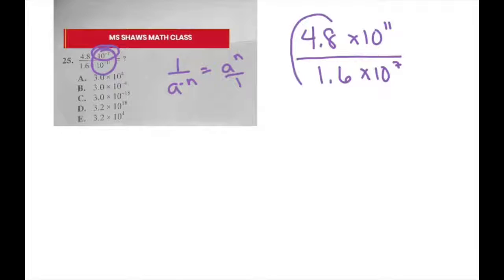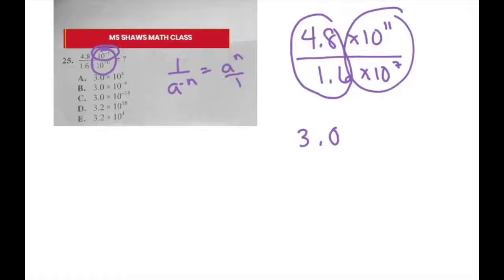Now if I divide these two, I'm going to get 3.0, and then I divide these two powers, so this is basically 10 to the 11th minus 7, which is times 10 to the 4th. So the answer is A. I'll double check on that one. So that's an easy way to do it. Just separate them out.